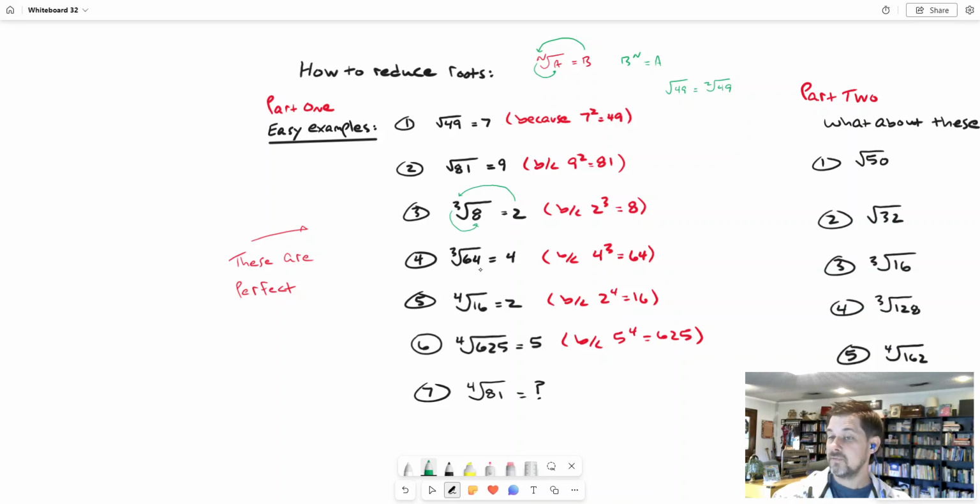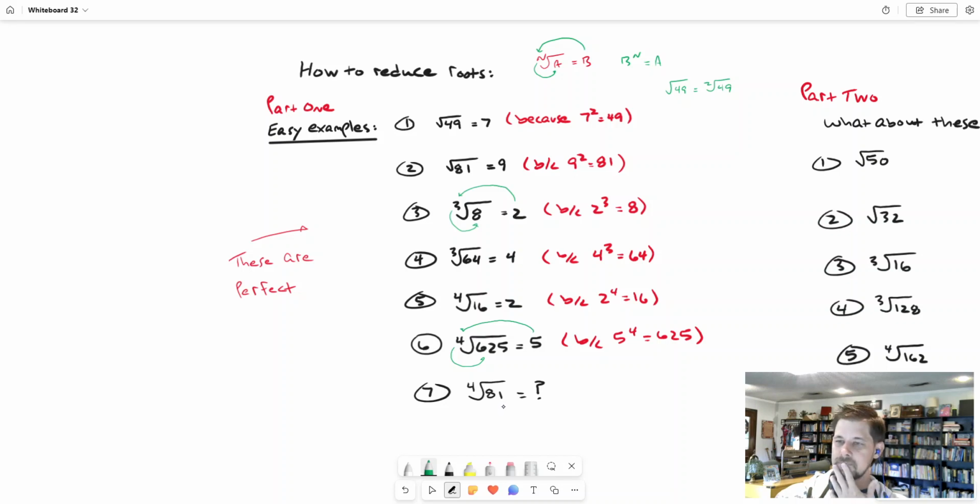Cube root of 64 or third root of 64 is 4. For the same reason, 4 to the third power is 64. The fourth root of 16 is 2 because 2 to the fourth power is 16. The fourth root of 625 is 5 because, you guessed it, 5 to the fourth power turns out to be 625. Okay? Alright, well, what do you think about this last one? I left this last one open for us so we could figure it out. What's the fourth root of 81?